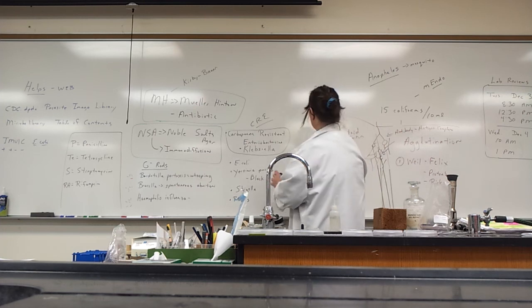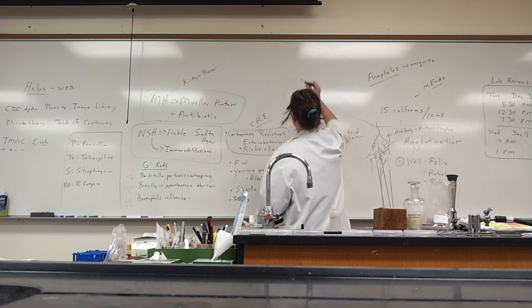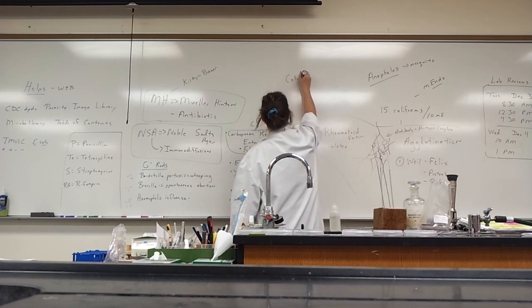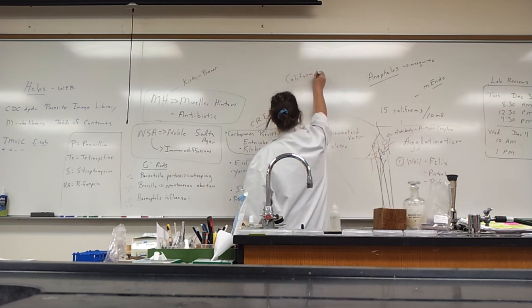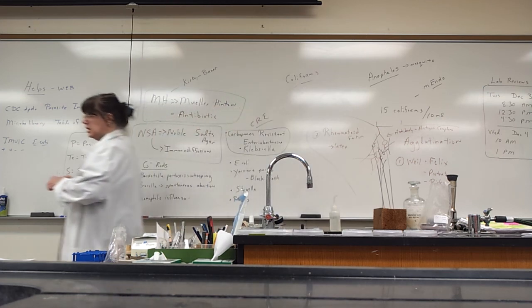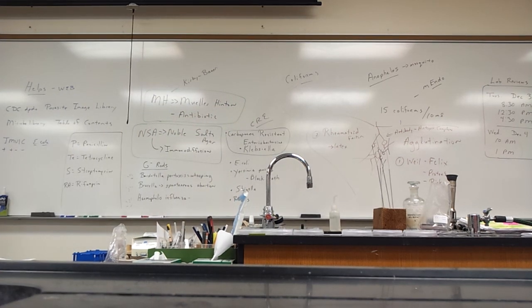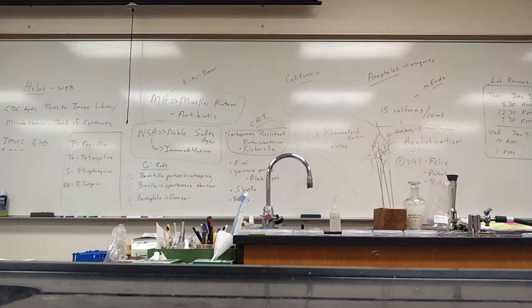The other one I want to go over a little bit is coliforms. Coliforms are a group of indicator organisms. They are all gram negative rods, and they all come from where? The human intestine. Presence of coliforms, even a trace of it in your brownie, means you have what?